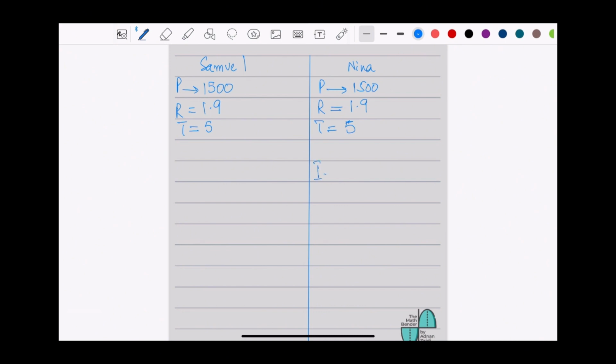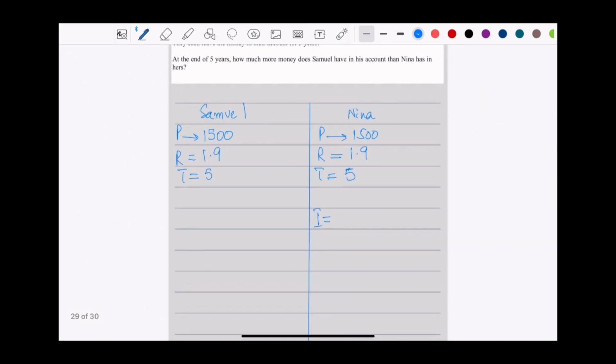So first find out the simple interest. You have to find out, at the end of 5 years, how much more money Samuel has in his account than Nina has in hers. Interest is going to be PRT over 100, which is 1500 times 1.9 times 5 over 100.